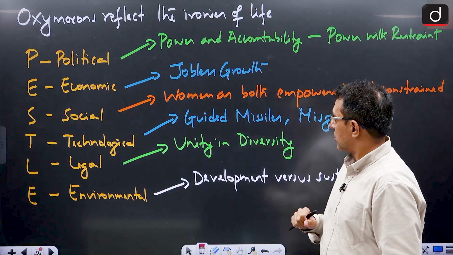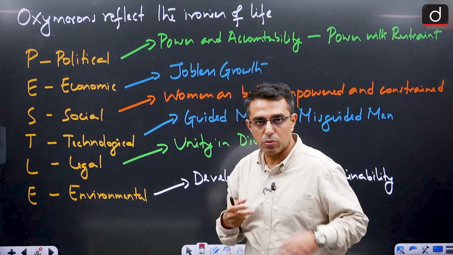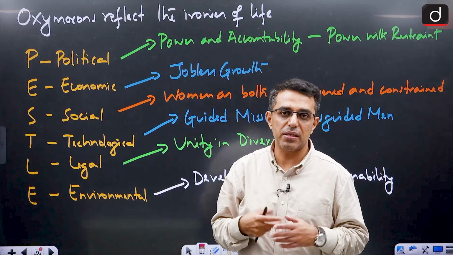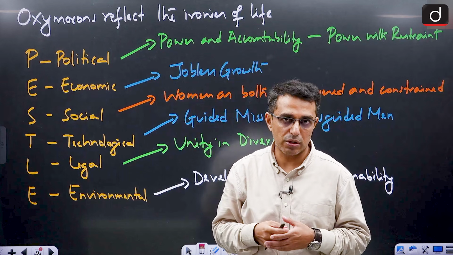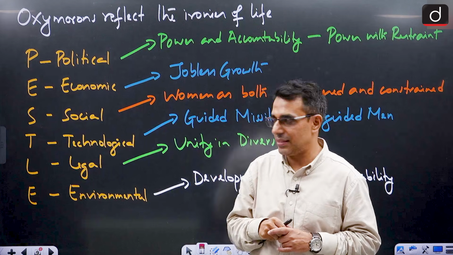In the economic dimension, we have growth, but it is jobless, right? Growth should create jobs, but what is happening? We are experiencing jobless growth. So that is again an oxymoron. Every dimension you have to relate to the theme of the essay.